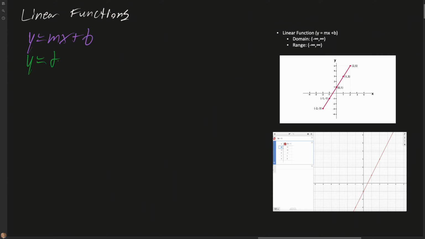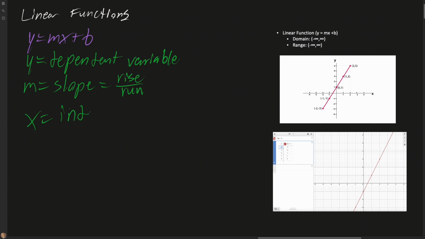Y is considered the dependent variable. M is going to be considered the slope, which is also equal to the rise over run. And x is going to be the independent variable. And b is going to be considered the y-intercept.